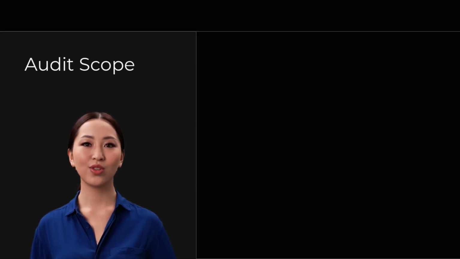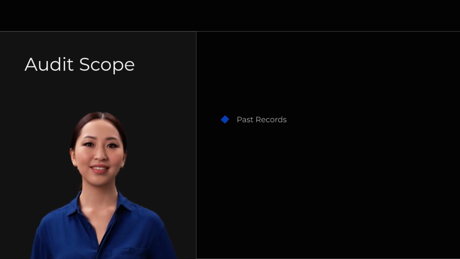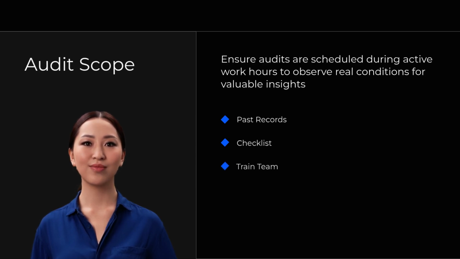Defining the audit scope is crucial. Review past records to spot recurring issues, build a tailored checklist, and train your team. Schedule audits during active work hours to observe real conditions and gain valuable insights.